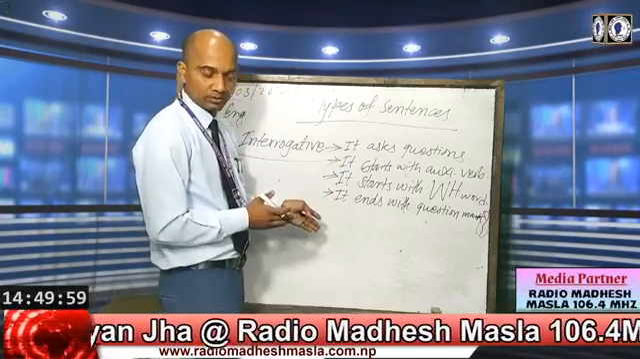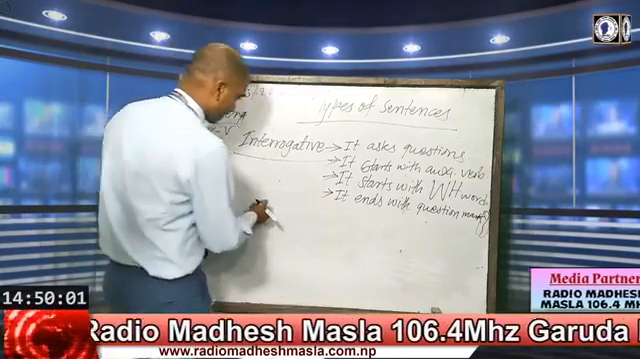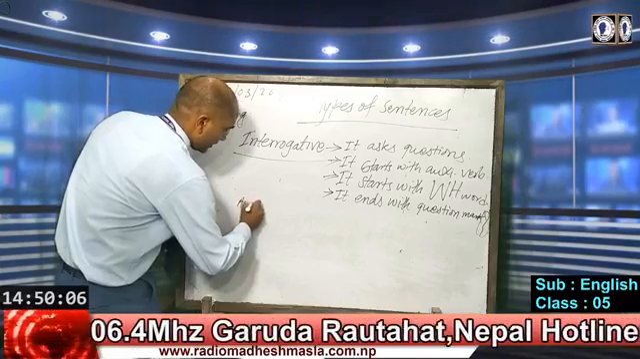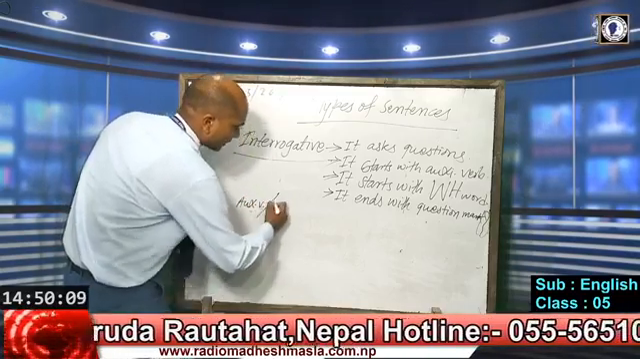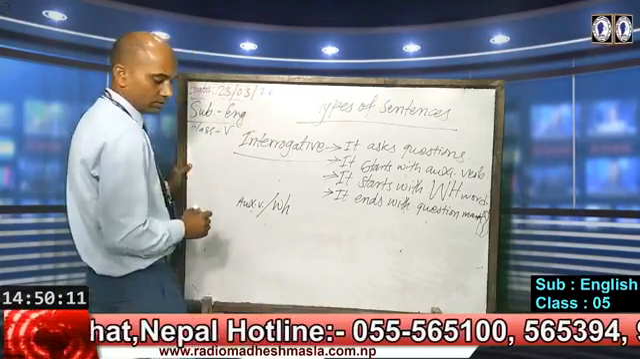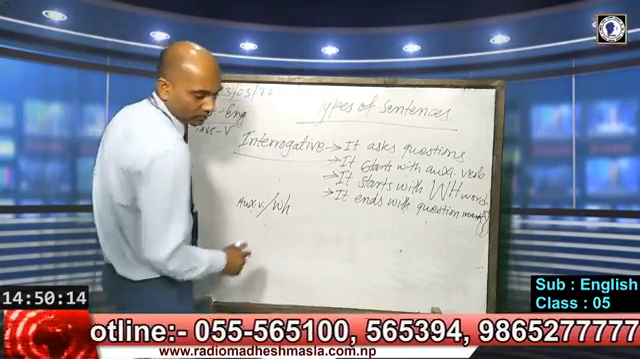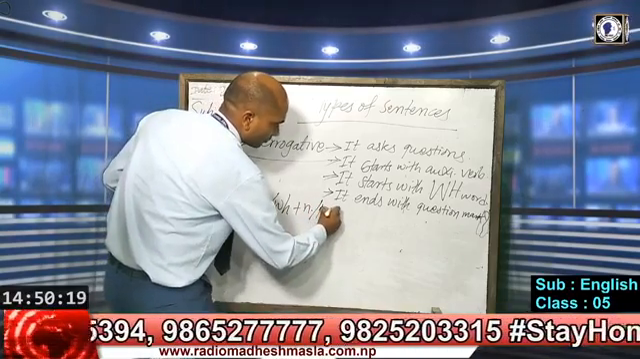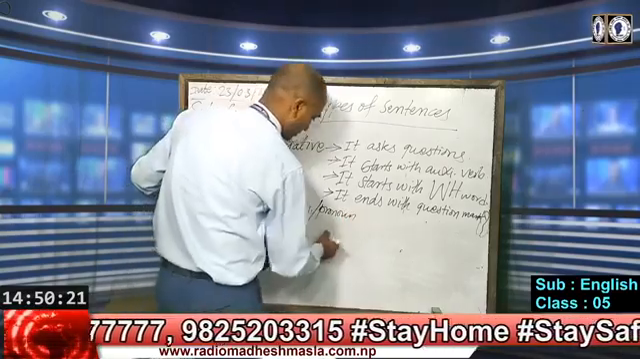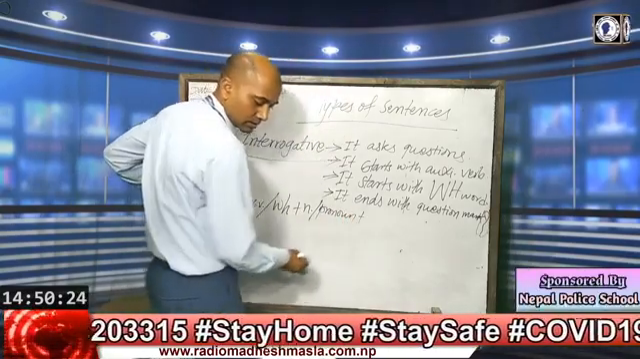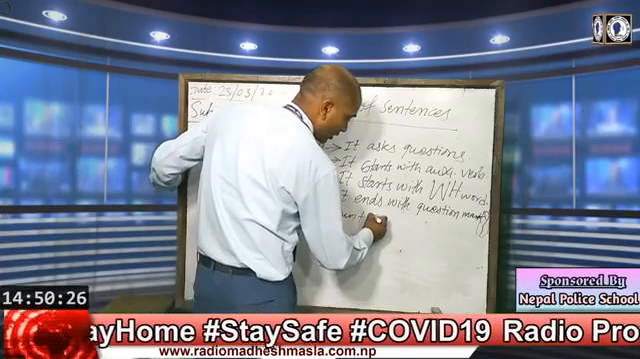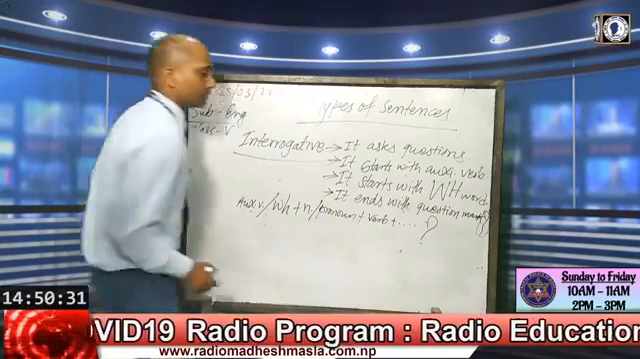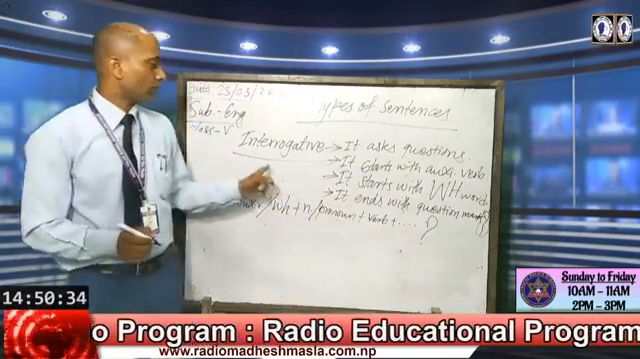How do we put? Auxiliary verb slash WH word plus noun or pronoun plus verb plus question mark. This is the structure for the interrogative sentence.